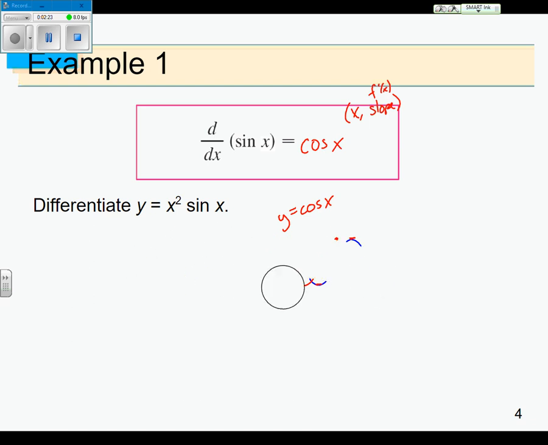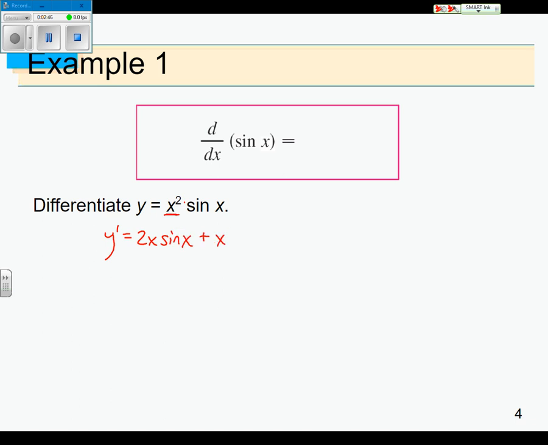So let's see how this example would pan out. So I'm looking at it, I got a product right here. I got the product of two functions of x. So if I'm looking to differentiate this, remember that's just going to be the derivative of my first term times the second term plus my first term times the derivative of my second term. The derivative of my second term, we now know that the derivative of sine is going to be cosine.